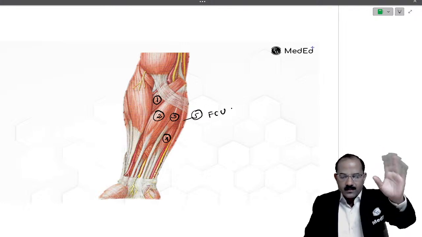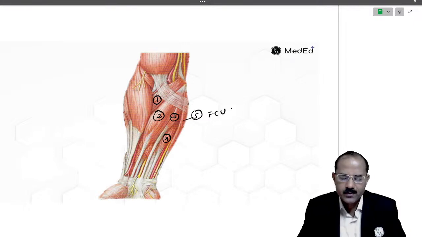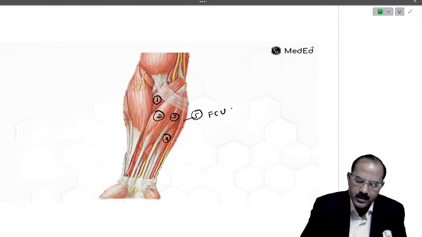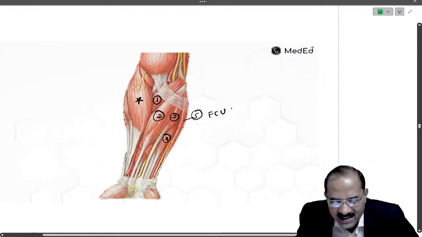Now see. Flexor carpi ulnaris, right? Can anyone tell me what is this muscle? I put a star on this. What is this muscle? Any guesses?